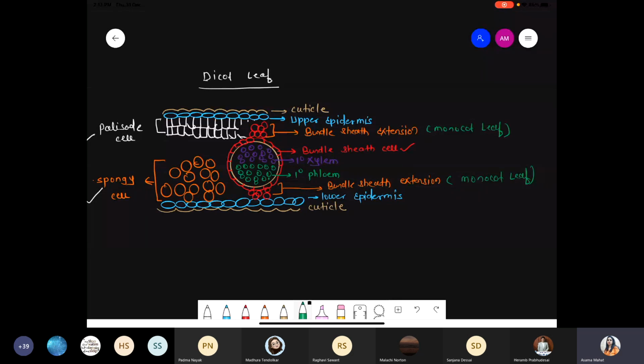Now, in the leaf, a closed vascular bundle is present, that is, without cambium, and the closed vascular bundle is protected with bundle sheath cells. Sometimes the bundle sheath forms a single layer, which is present in the dicot leaf, while in the monocot that single layer shows extension toward the upper side as well as the lower side. Sometimes, not always. Such a condition is specifically present in the monocot leaf.